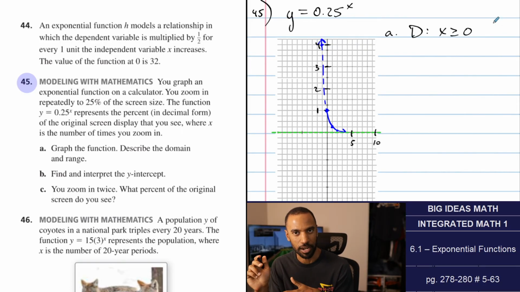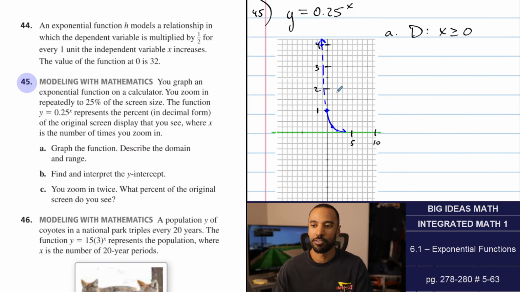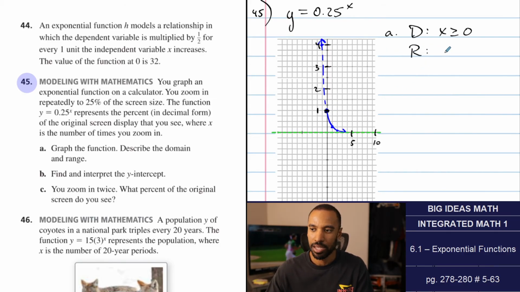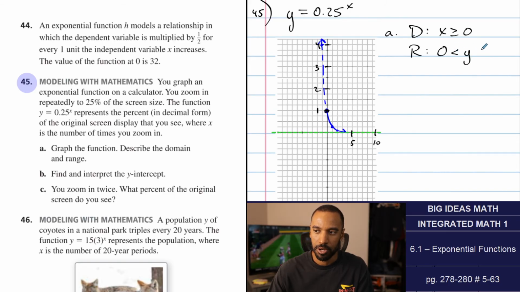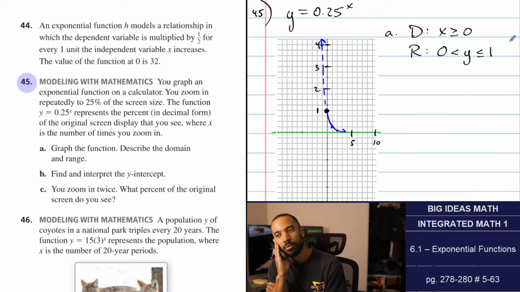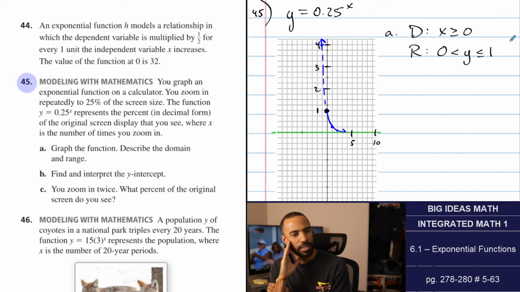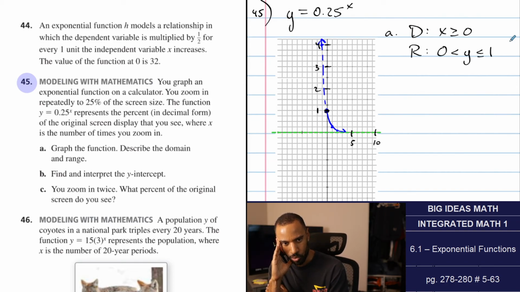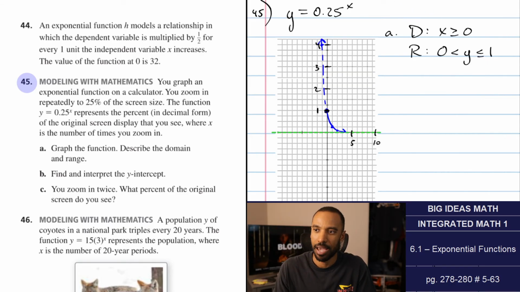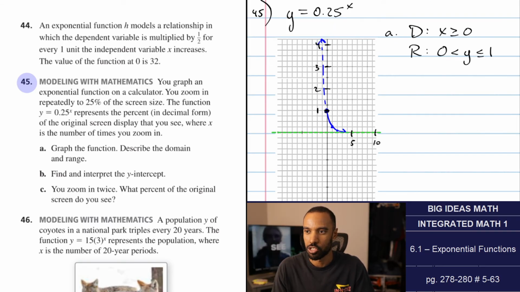I feel like they're asking us a different kind of question this time. The range, if the domain starts here and we don't do zoom outs, just zoom ins when it comes to percentage, then 100% is the most that we get. So the range is now limited between, it's got to be above 0 here still, but it's got to stay under 1. That's how I'm interpreting this question. It says you zoom in repeatedly to 25%. You never zoom out. So that's how I'm seeing this graph. So I could have changed the zoom on these quite a few times there, but that's what I'm going to say for domain and range.